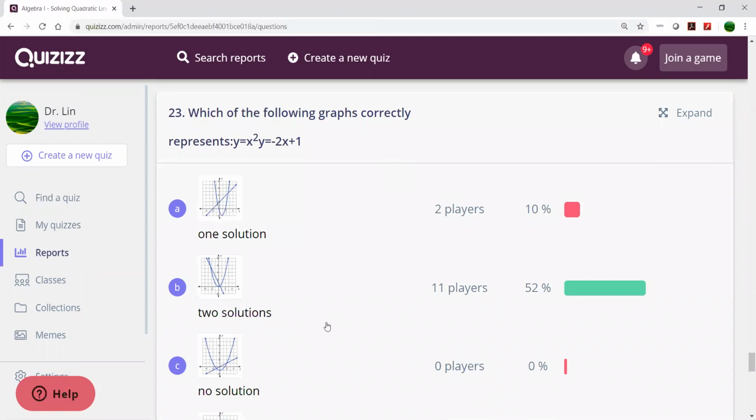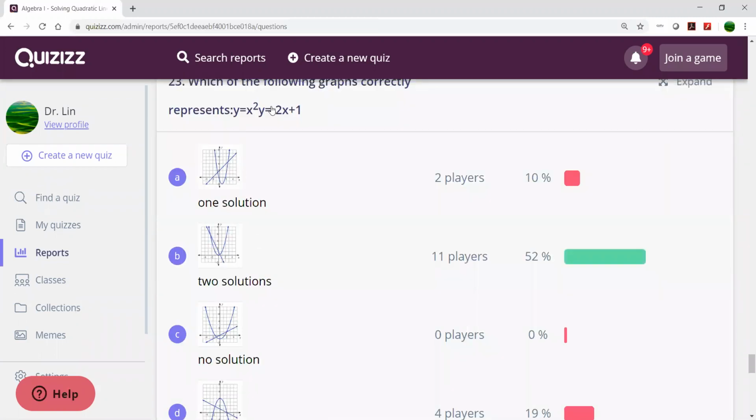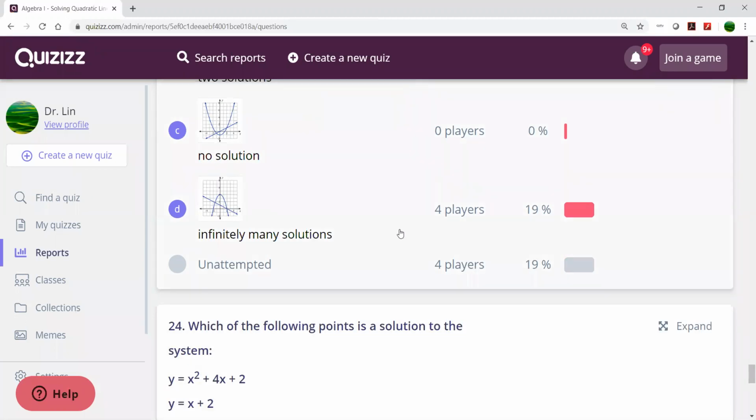This one is duplicated. I think this one is maybe duplicated again. Right, the 23.